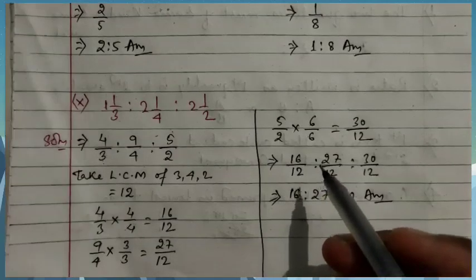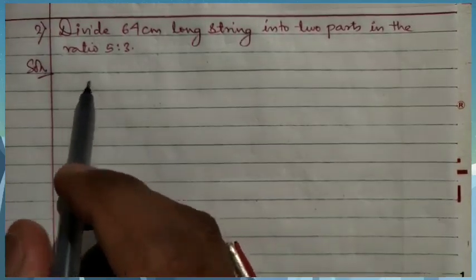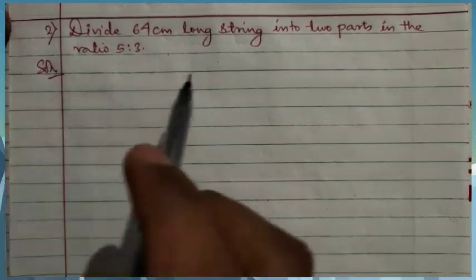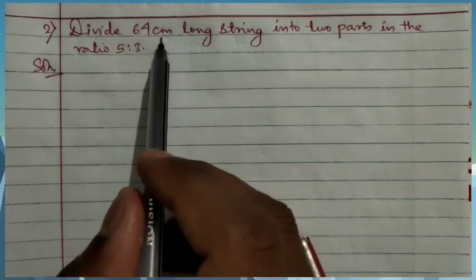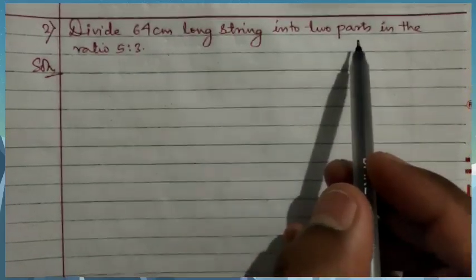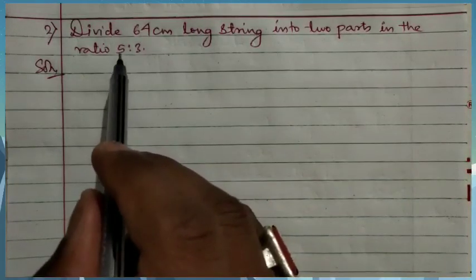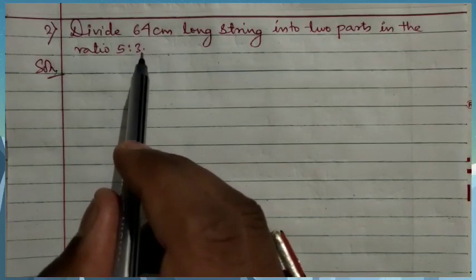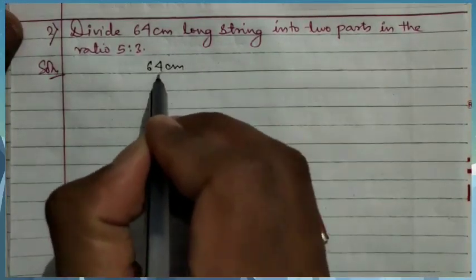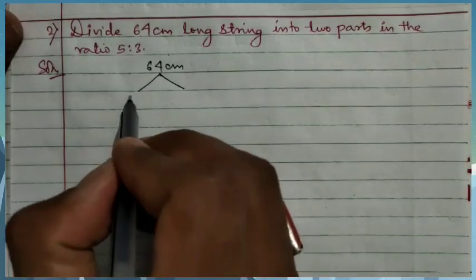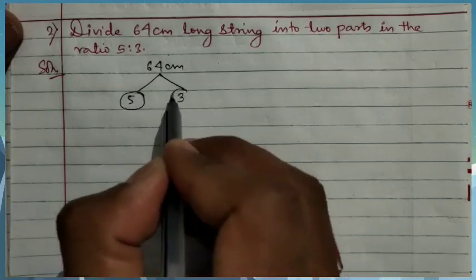Next we will see question number 2. Your second question is: divide a 64 centimeter long string into 2 parts in the ratio 5:3. The first part is 5 and the second part is 3. This we have to understand first.